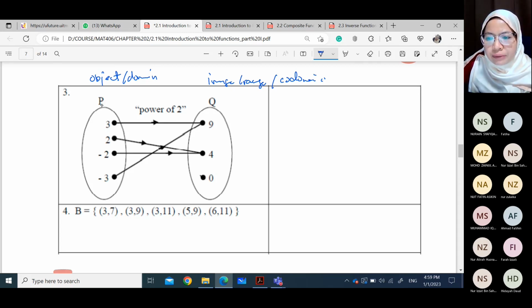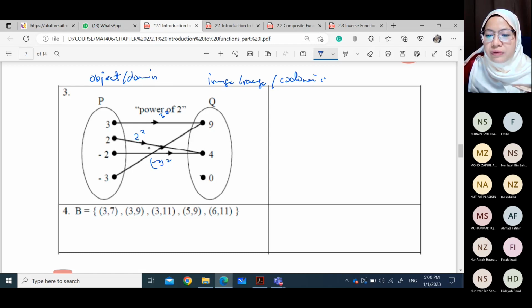Okay, so now in P, we have 3, 2, -2, and -3. In Q, we have 9, 4, and 0. Based on this relation, 3 power of 2 equals 9. So object 3 is mapping to 9 in Q. Untuk yang ini, 2 power of 2 is 4 and -2 power of 2 is also 4. So these two objects mapping to the one image, which is 4.